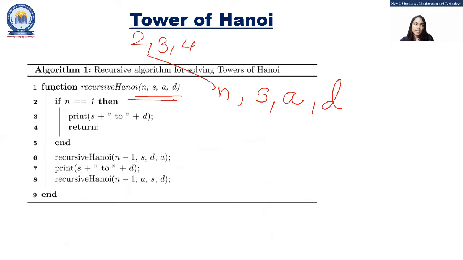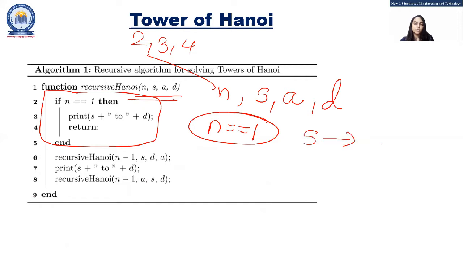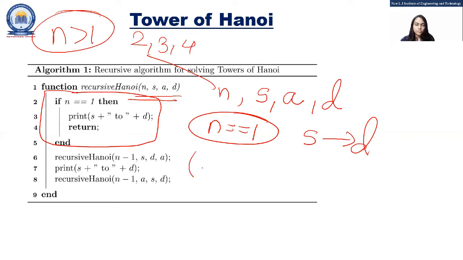Now students, as we have just discussed, if n is 1, that means we can directly transfer the disk from source to destination, correct? If n is 1, we can directly transfer from source to destination. Otherwise, if n is greater than 1, in that situation, we have to remove the n minus 1.